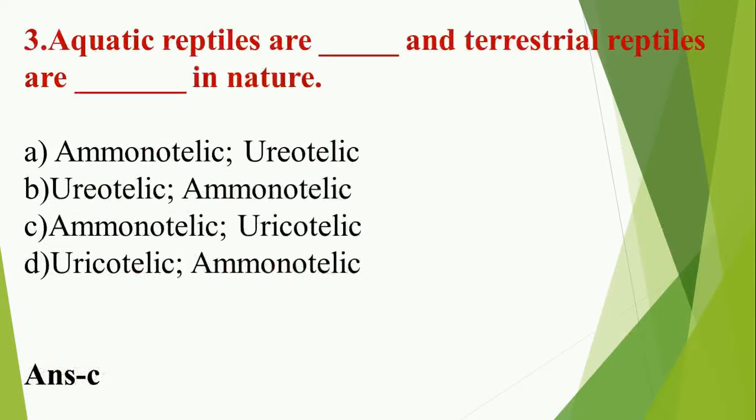Question number 3. Aquatic reptiles are dash and terrestrial reptiles are dash in nature. We just discussed in episode 21 ammonotelism, uricotelism and ureotelism, that very important mode of excretions. So aquatic animals of course is ammonotelic. So aquatic reptiles are also ammonotelic and terrestrial reptiles are uricotelic. So the right answer is option C.